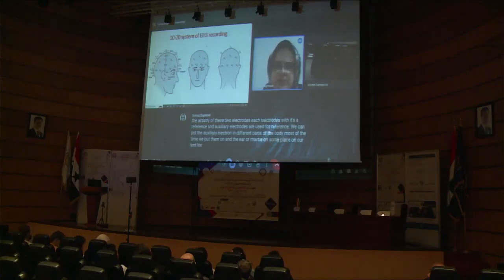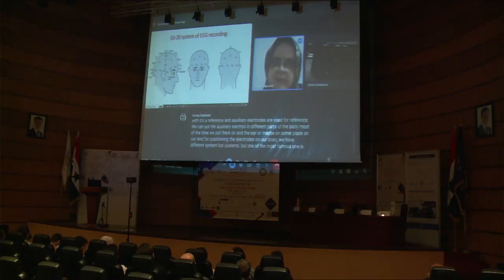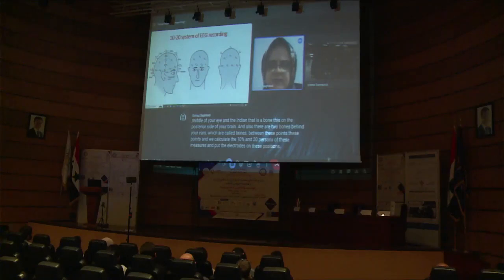For positioning the electrodes on our brain, we have different systems, but one of the most famous ones is the 10-20 system, which means that we measure the distance between some known points. For example, the nasion, which is in the middle of your eyes, and the inion, which is the bone on the posterior side of your brain. And also there are two bones behind your ears, which are called mastoid bones. If we measure the distance between these points, calculate 10% and 20% of these measures, and put the electrodes in these positions, we say that we position the electrodes by the montage of the 10-20 system, but we have different EEG montages and systems.